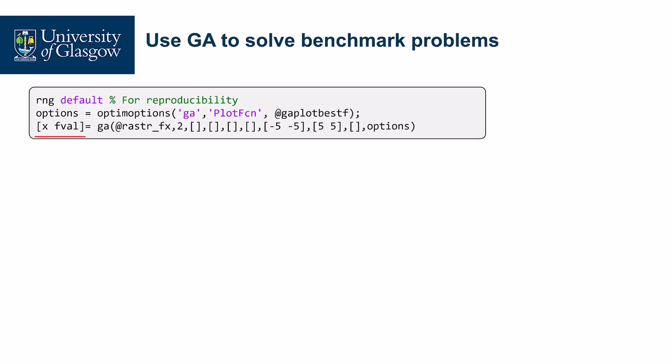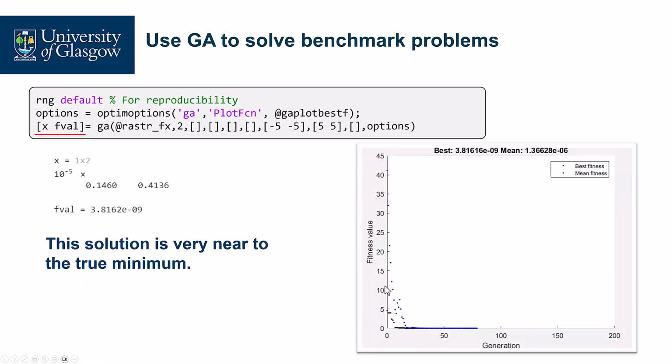At last, I put two outputs, including x and its function value fval. We can see this is the output. Not only x is here, the fval is also here. Right, so the solution is very near, and this is the plot.